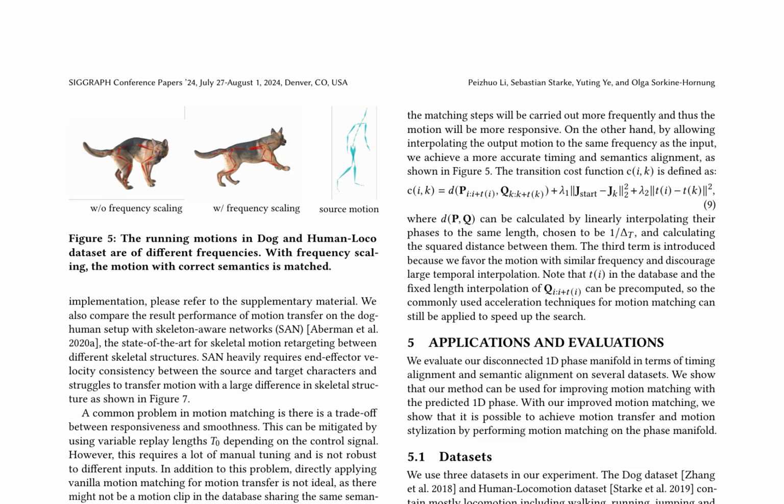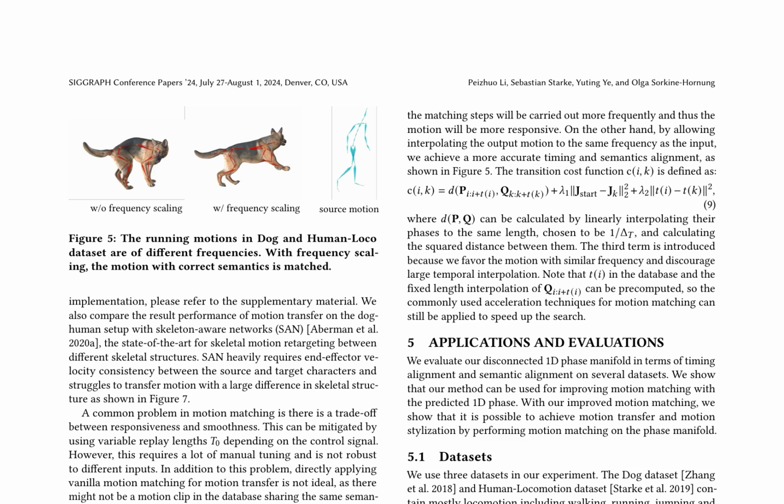Algorithm 1 performs frequency-scaled motion matching on a fixed number of cycles, rather than a fixed number of frames, enabling more responsive and smooth motion transfer. This algorithm employs a phase manifold to define the period of a motion sequence and queries every period of the input manifold to achieve accurate timing and semantics alignment.